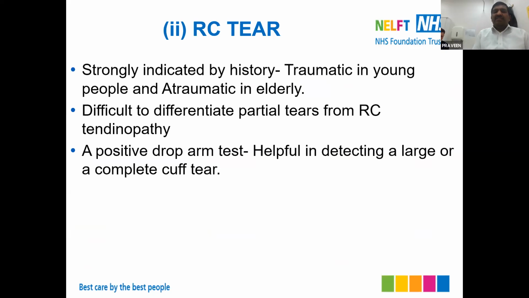In terms of a rotator cuff tear, there is a very strong indication that most of these tears, especially in the young, are following a trauma. And rotator cuff tears are also seen in the elderly, and these are mostly degenerative in nature and are atraumatic in origin. It's extremely difficult to differentiate partial tears from rotator cuff tendinopathy in clinical examination. And as I mentioned to you earlier, a positive drop arm test is helpful in detecting large or complete tears of the rotator cuff muscle.